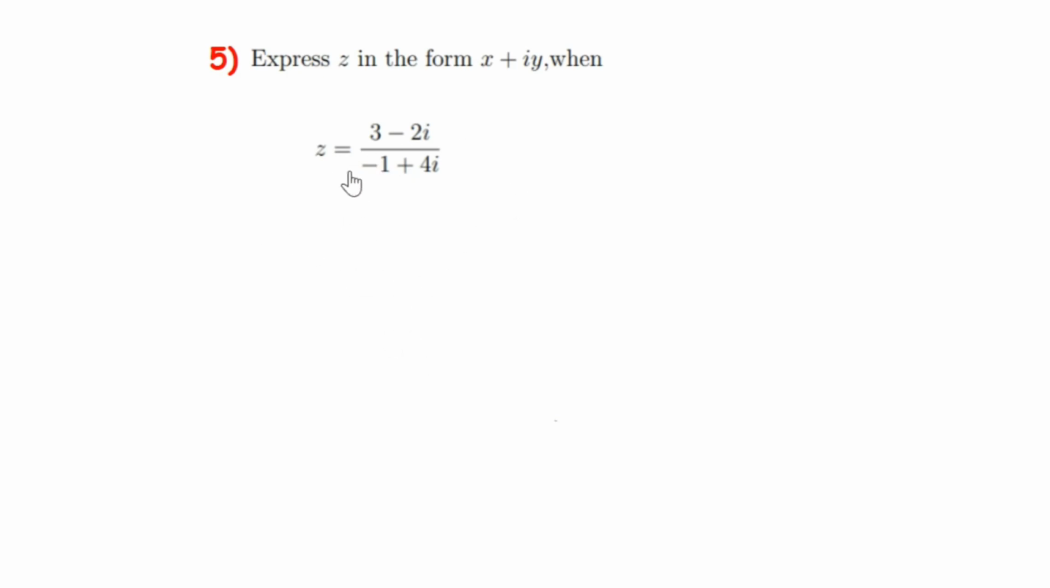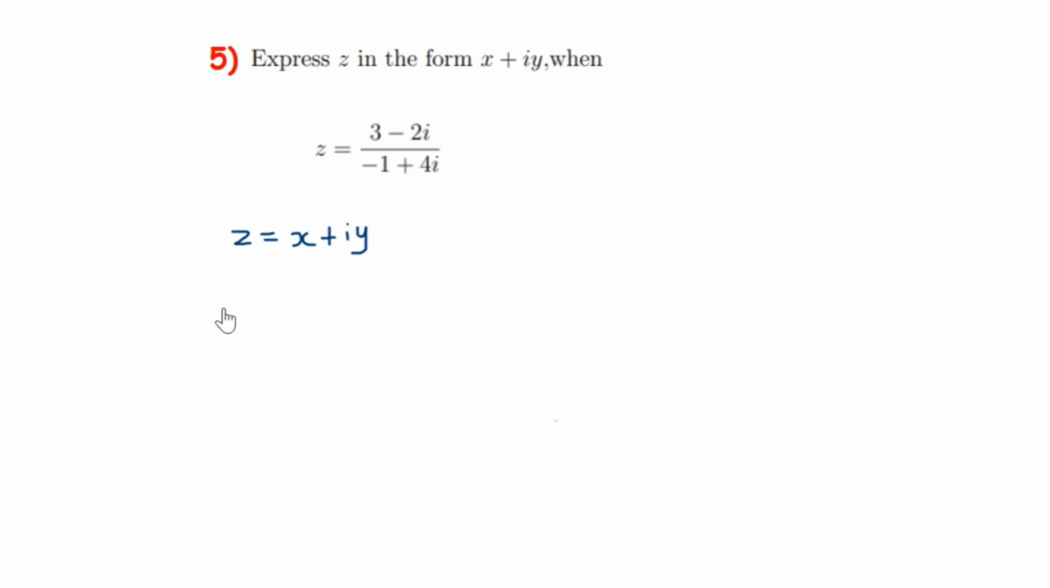Okay, so for us to be able to do this, we have to multiply both the numerator and the denominator by the complex conjugate of what? This denominator that I have here. So before then, let's look at what complex conjugate is. So when I say complex conjugate, let's say I have a complex number z which is equal to x plus iy.